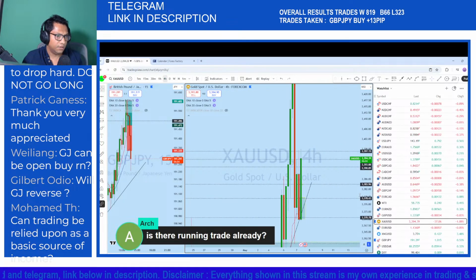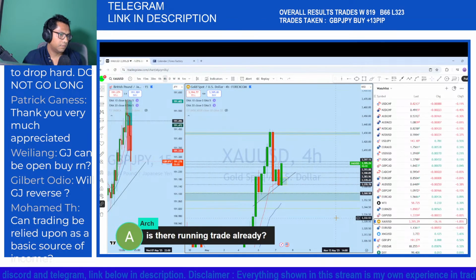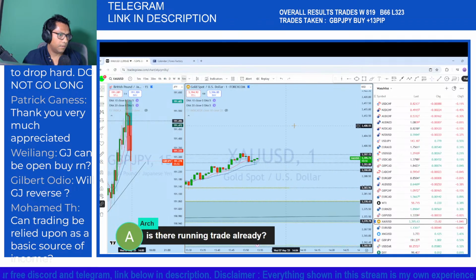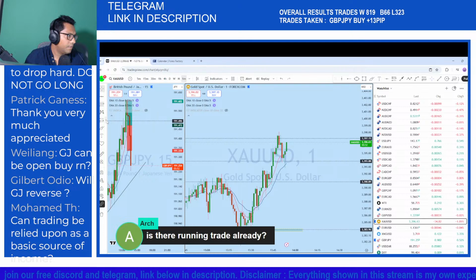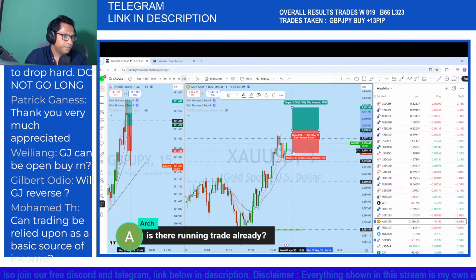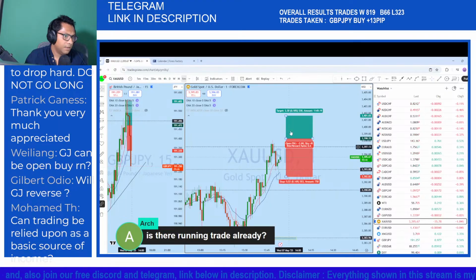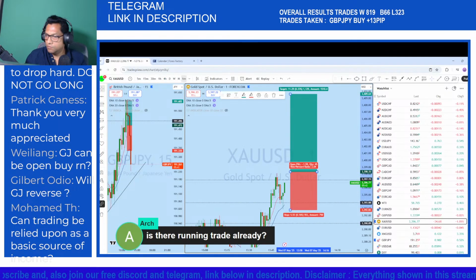Let's look at it again. Yes, trying to form that structure. So placing that buy stop in this area, stop loss below this liquidity gap. There's a 1 minute liquidity gap. TP target will place here.